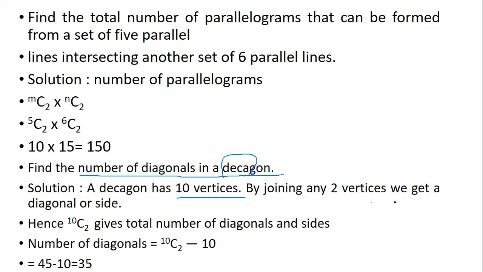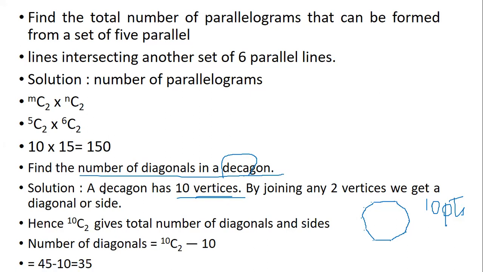Okay, let's say 1 2 3 4 5 6, 7, 8, 9, 10. So if we say this is a decagon, I will draw lines 1, 2, 3, 4, 5, 6, 7, 8, 9, 10. For example, this is a decagon. Now this decagon has 10 points. These 10 points are known as 10 vertices.